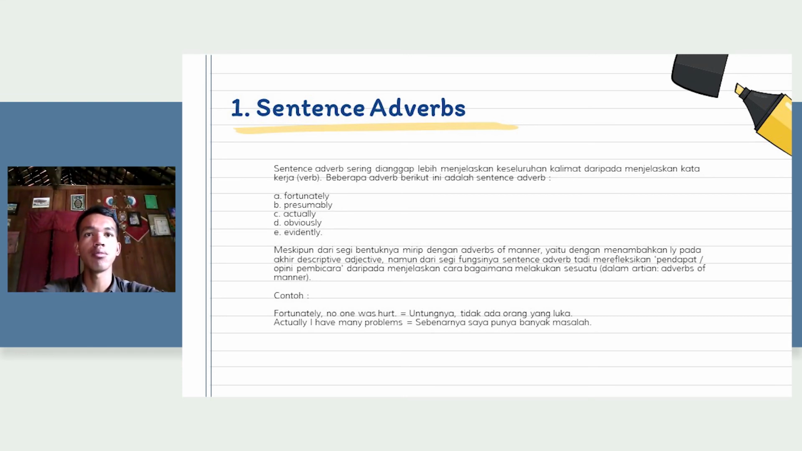In terms of format, it is similar to adverb of manner, namely by adding a descriptive adjective. In terms of function, the sentence adverb reflects the opinion of the speaker, rather than explaining how to do something. For example, number 1, fortunately, no one was hurt. Number 2, actually, I have many problems.